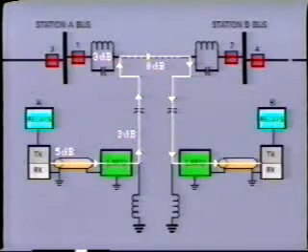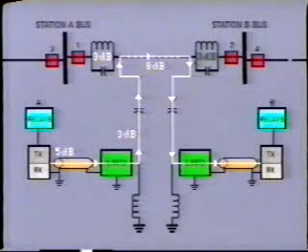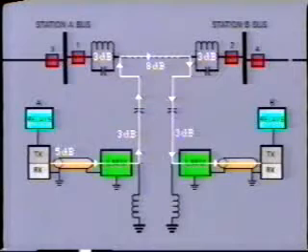At the receiving end of the line, the signal will be further attenuated by the line tuner, 3 dB, the coupling equipment, 3 dB, and the receiving equipment, 5 dB.